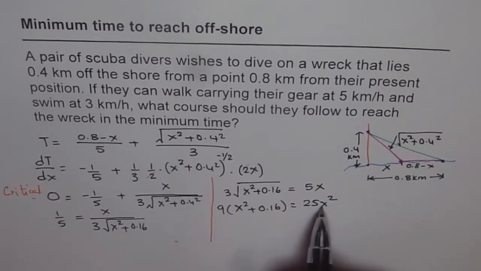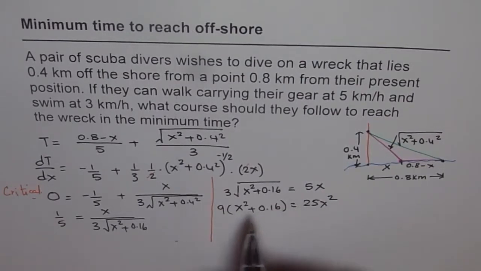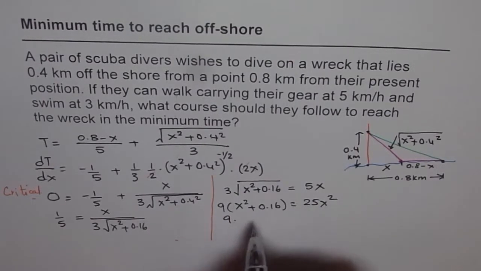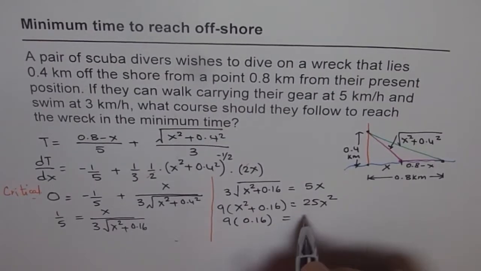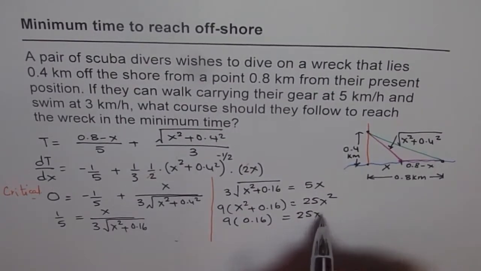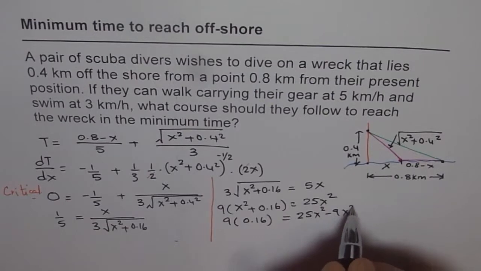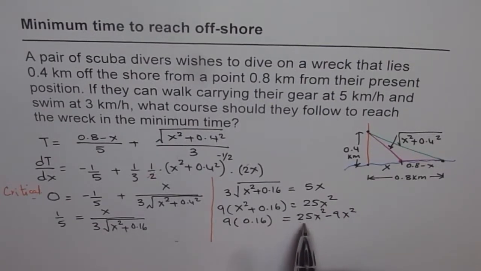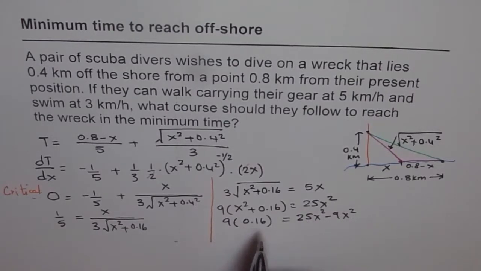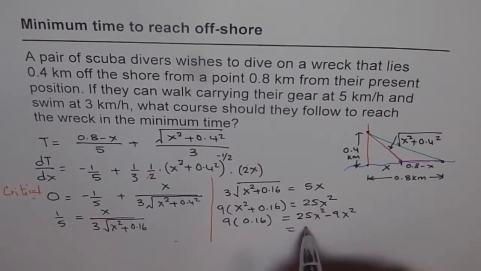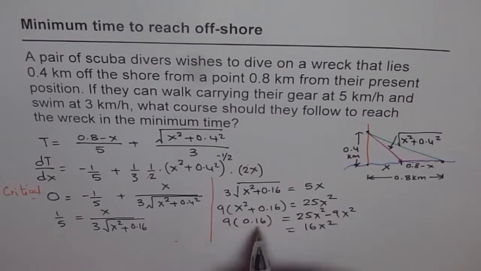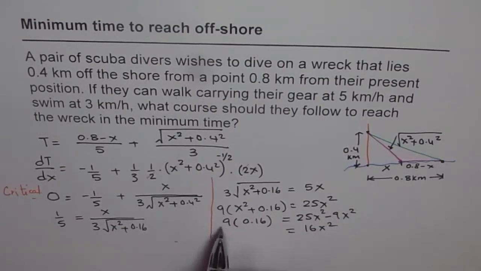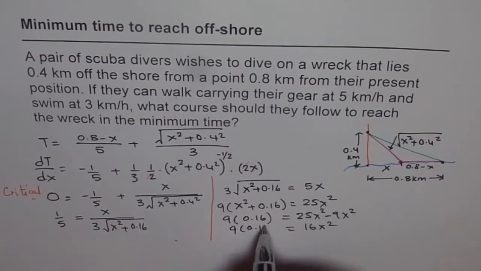9x square, 25x square. So we get 9 times 0.16, and on this side we'll do 25x square minus 9x square, correct? Now 25x square minus 9x square is 16x square, and on this side let us keep it as 9 because all are perfect squares fortunately for us, so it's good to keep them like this.